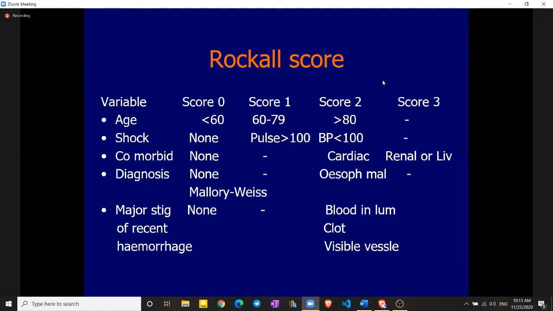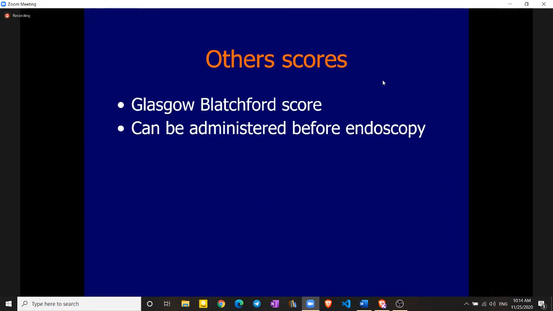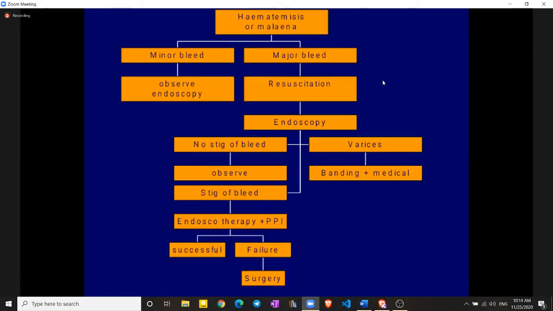But on the other side, if the patient has renal disease, then cardiac disease, then the score will be high, and the outcome will be poor, right? So that is important. Just to know, you don't need to know the score per se, but you should know that there is a scoring system like that. Next one. All right. So Glasgow Blatchford score. That's the other score. That also can be used, and it's administered before endoscopy. Next. So this is the flow chart we use when a patient comes with bleeding.